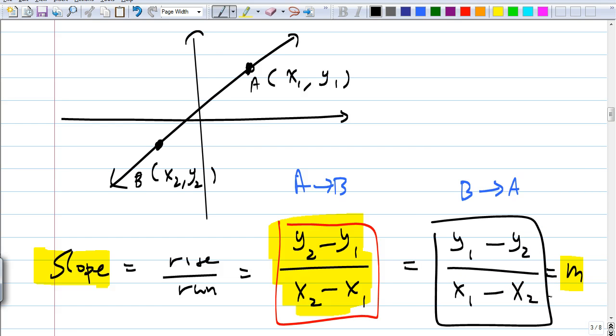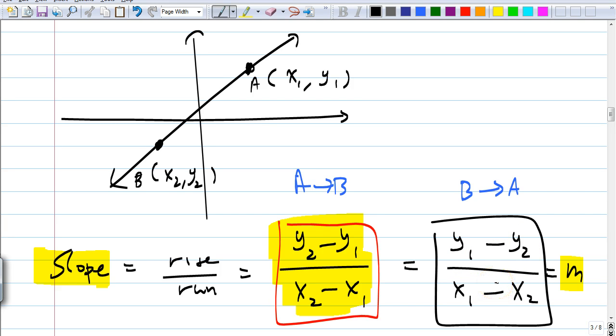Remember we just did that in some examples, right? You could go either from A to B or B to A. The slope remains the same. Okay, it doesn't really matter. But the popular one that we use for slope is y sub 2 minus y sub 1 over x sub 2 minus x sub 1. But as long as you're consistent, if you start with y sub 1 minus y sub 2, guess what? If you do x sub 1 minus x sub 2, you get the same result.